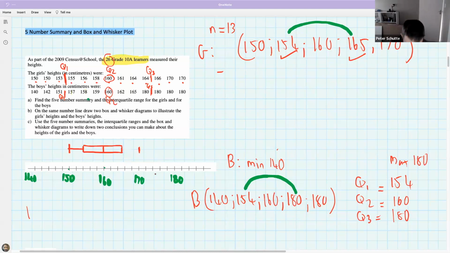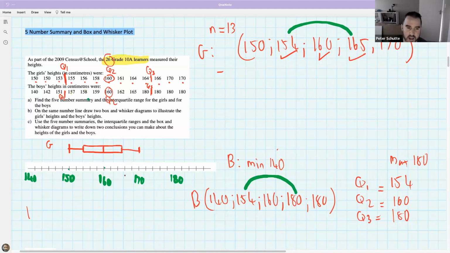Let me try and do that again, because that was a bit messy. So for girls, this is the box and whisker plot for girls. You have your minimum value down here, which is 150, max 170, and then 160 is the median, or Q2, and then basically the box is the interquartile range.